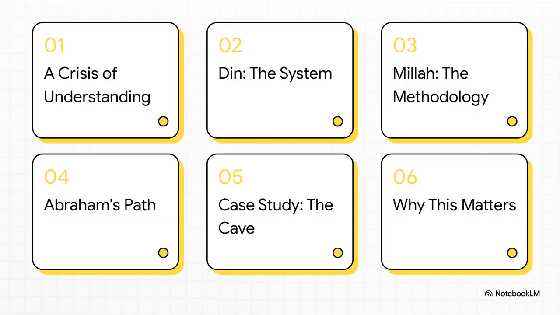Okay, so here's how we're going to break it all down. First, we'll look at this crisis of understanding. Then we'll define two absolutely critical terms, Din and Millah. After that, we'll see how these ideas play out with the example of Abraham and a really fascinating case study. And finally, we'll wrap up with why this distinction matters so much.